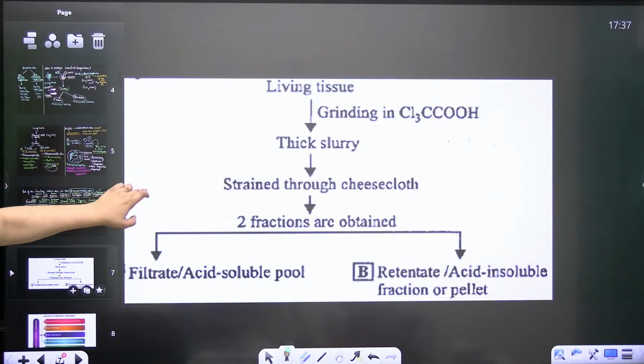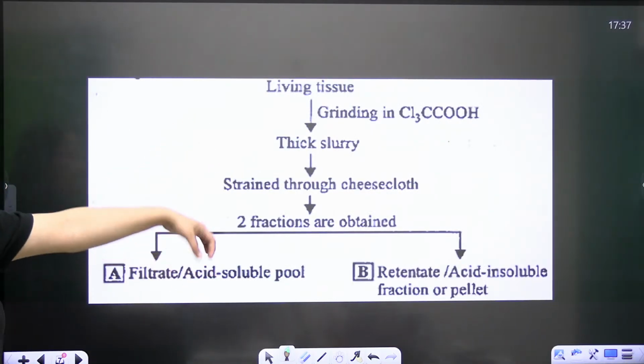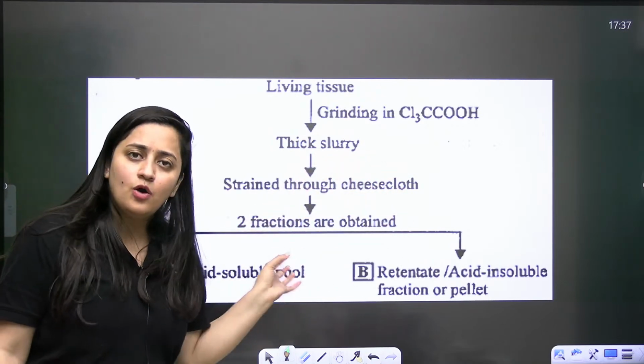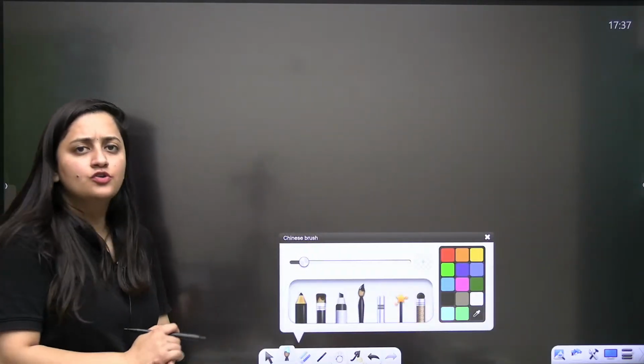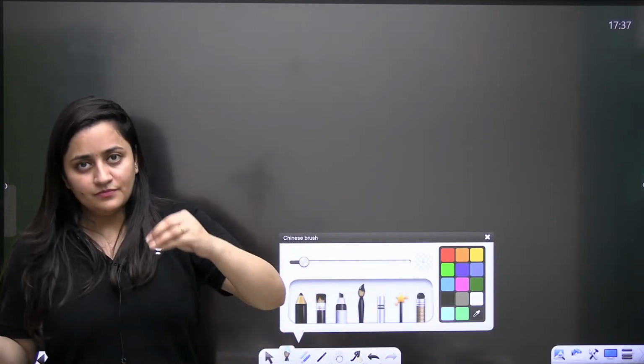Here I have added a few notes as well, so you can see the thick slurry is there. You need to filter it out with the help of cheesecloth. You'll get the two fractions. Okay, so the next is elemental analysis. Do you know anything about elemental analysis? As of now, we discussed the chemical analysis, and now we are talking about the elemental analysis.